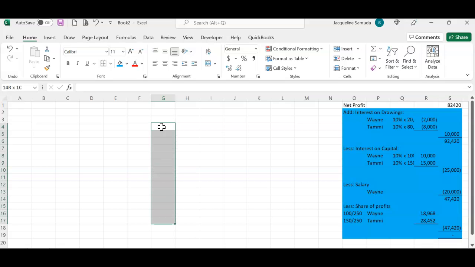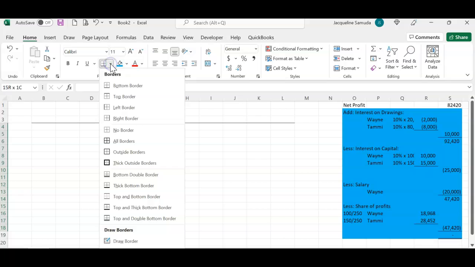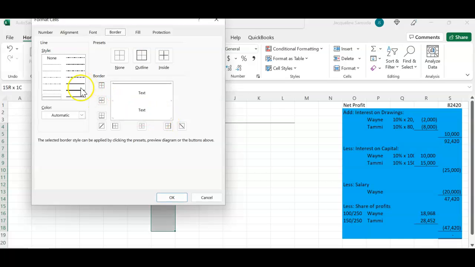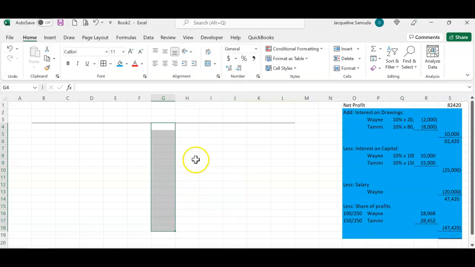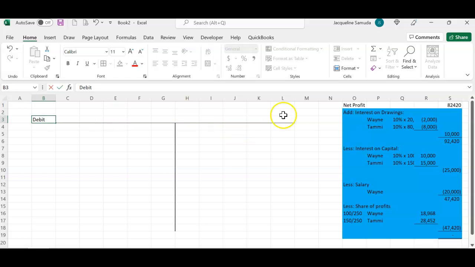So let's put a divider coming double line down. Okay, so we're going to use a double line to split the left and right side. So this is a debit side and this is a credit side. So the debit side is always on the left and the credit side is always on the right.